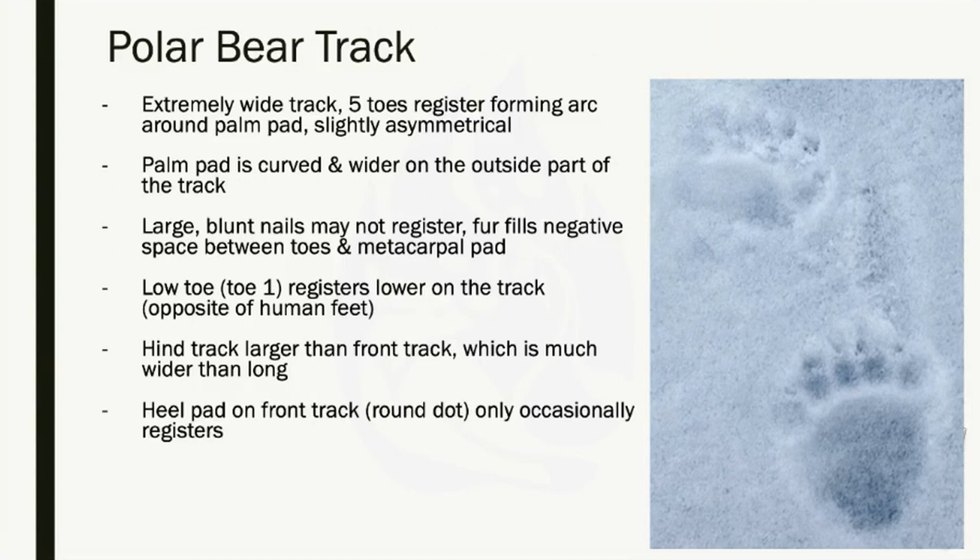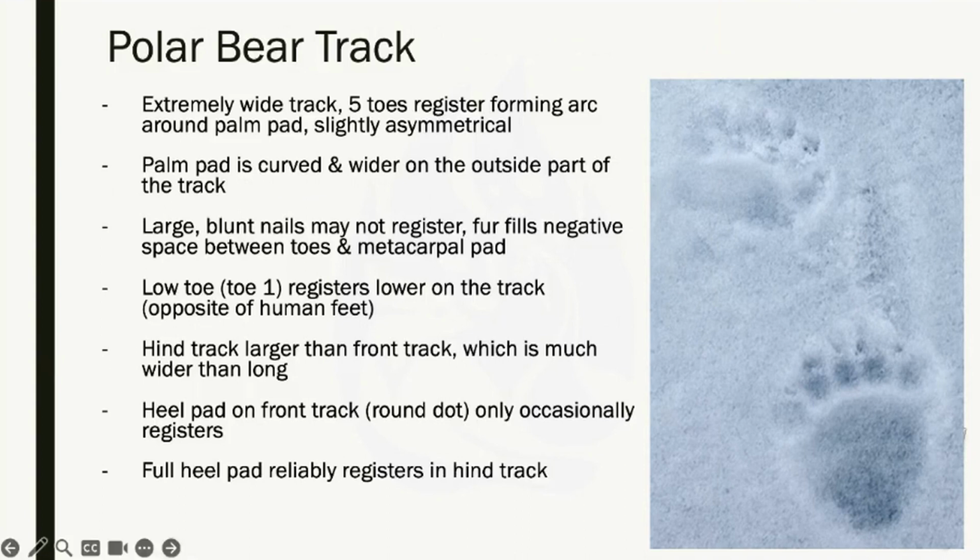Okay. The heel pad on the front track, again, is this small dot, and you can actually see a little bit of it right here. It's just this little round, looks almost like a perfect circle. And maybe not in this particular registration, but oftentimes, it's separated from the palm pad. Whereas in the hind foot, the heel reliably registers and it basically merges with the palm pad. You can see maybe a little line of demarcation here, but it almost looks like one contiguous pad. And again, their preferred gait is an overstep walk where the hind foot would land just in front of the front foot.